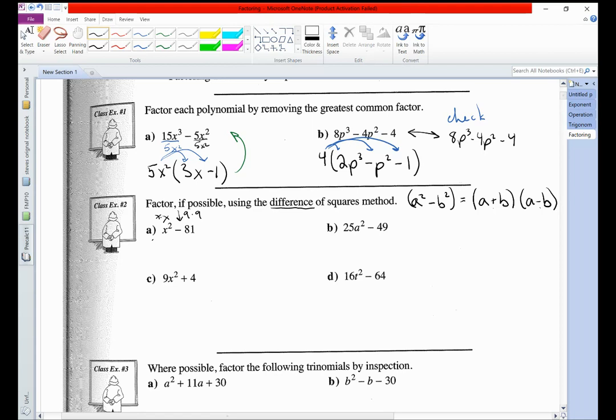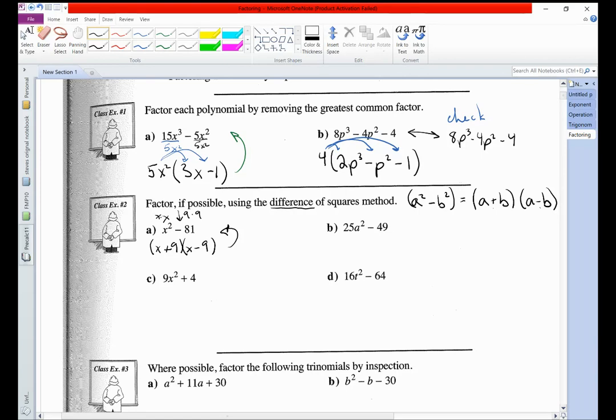So what this means is we can split this into two terms. So I can split the x squared into x times x. I can split the 81 into 9 times 9. One's an addition and one's a subtraction. And those are the two factors right there. So if you were to multiply those factors together and FOIL them, you should be able to get back to x squared minus 81. And that's just, again, the check. You can always expand these out to double check.